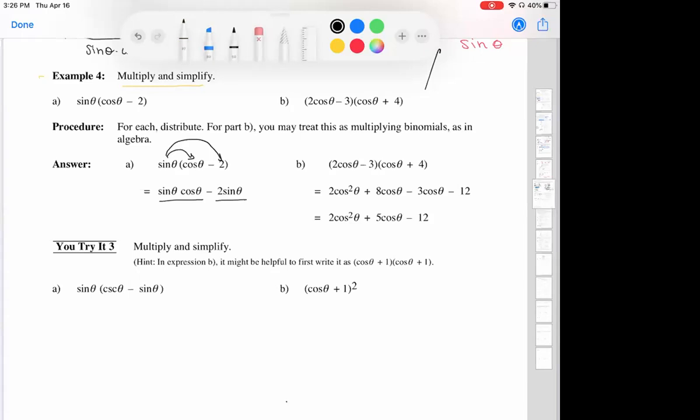Let's take a look at example B. Now multiplying a binomial by a binomial. So I have to FOIL, meaning I have to multiply 2 cosine theta times cosine theta. So cosine times cosine gives us cosine squared. So I have 2 cosine squared. 2 cosine theta times 4. 2 times 4 is 8. So I have 8 cosine theta. Negative 3 times cosine theta, negative 3 cosine theta. And negative 3 times 4, you get negative 12. All right, can I combine any like terms? Yeah. I can combine the cosines. So I have 8 minus 3, you have 5 cosine theta. And that's how you can treat these variables.